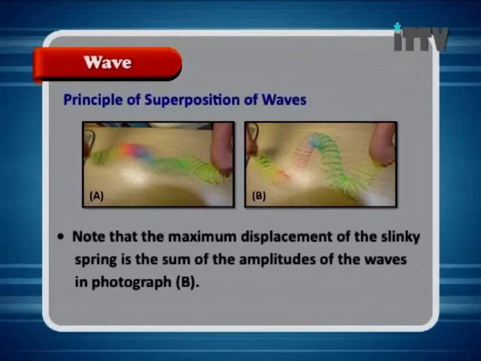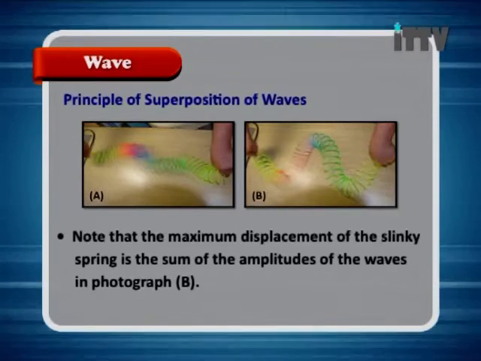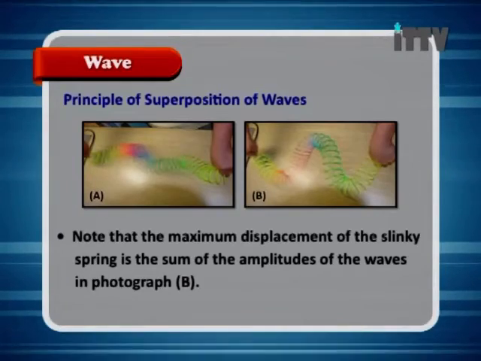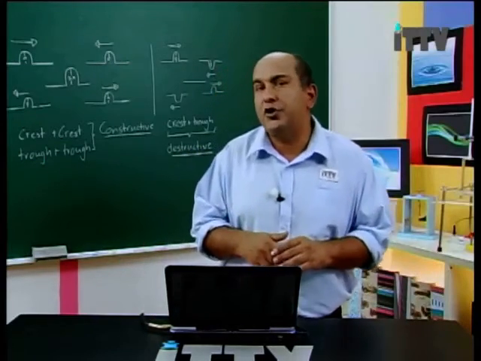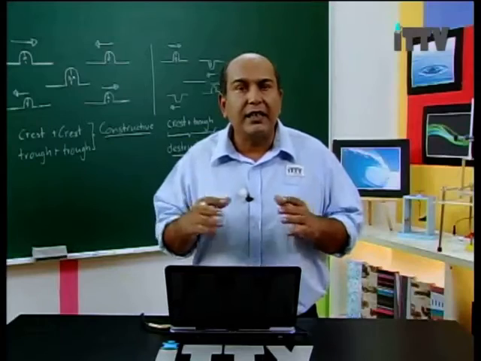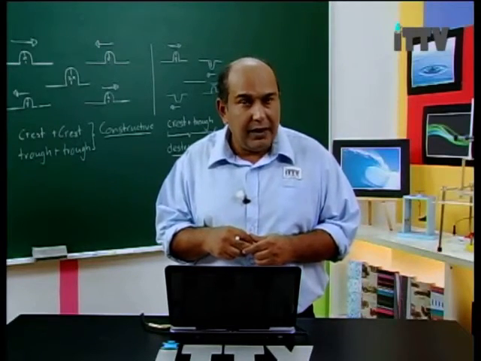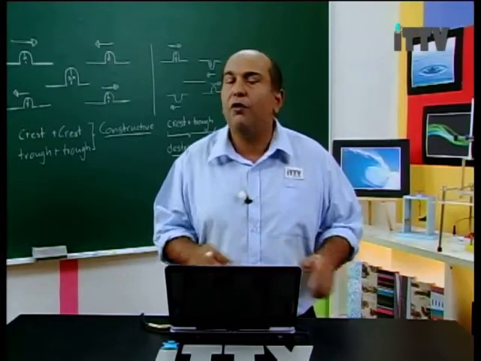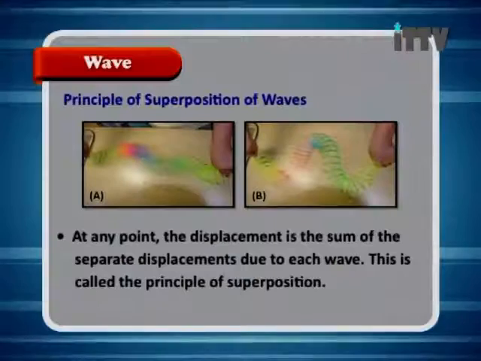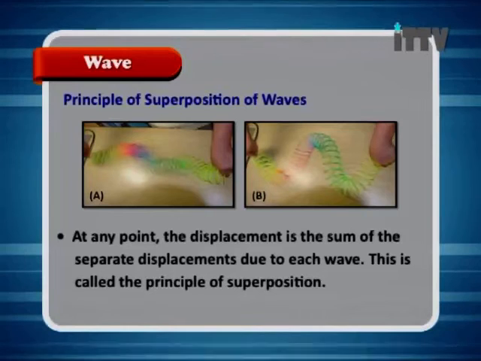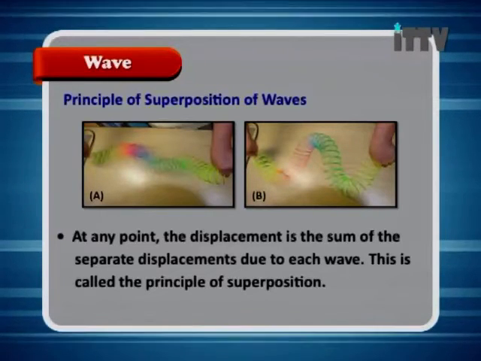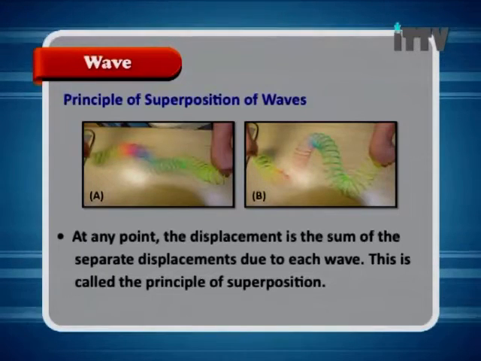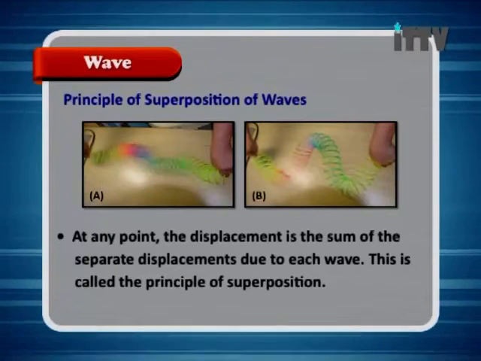Note that the maximum displacement of the slinky spring is the sum of the amplitudes of the waves in photograph B. So remember your principle of superposition. Your final displacement is the sum of the displacements of the amplitudes of the two waves. At any point, the displacement is the sum of the separate displacements due to each wave. This is called the principle of superposition.